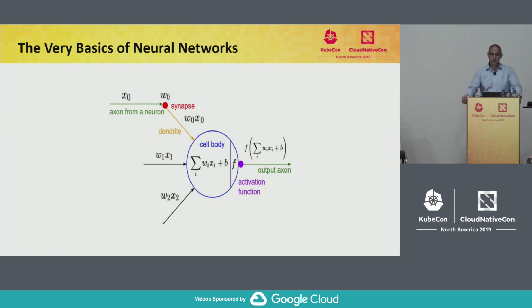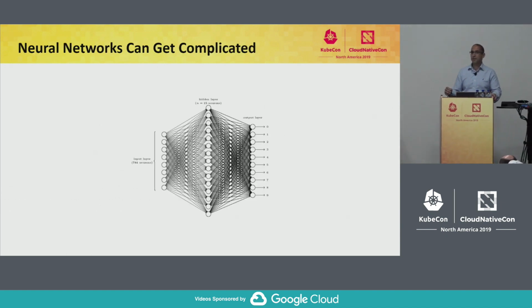Those inputs and the weights go into the cell body. There's a simple function there that decides if this neuron should fire or not. So as a single neuron, that's pretty simple, and a single neuron doesn't really help us a lot. But when we combine them together, interesting things start to happen.